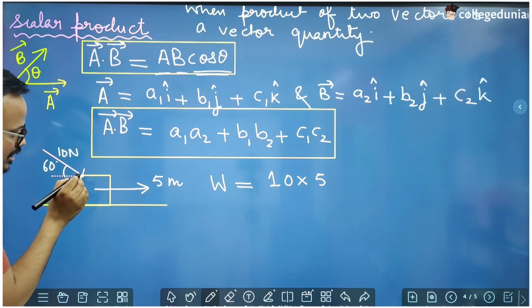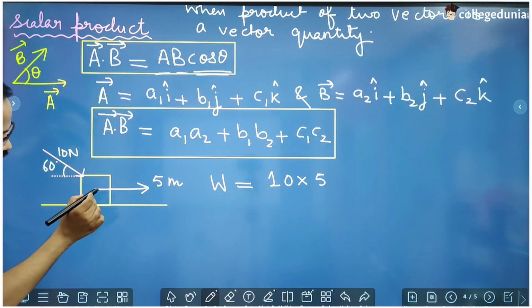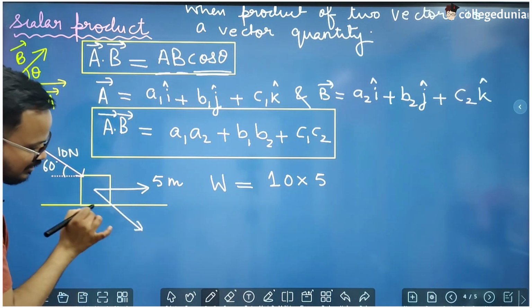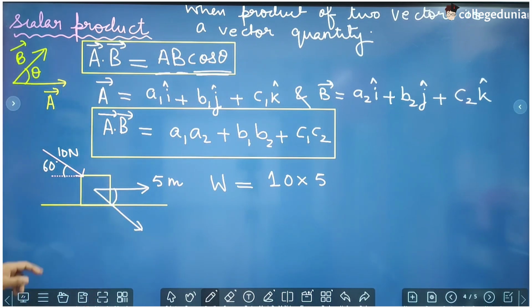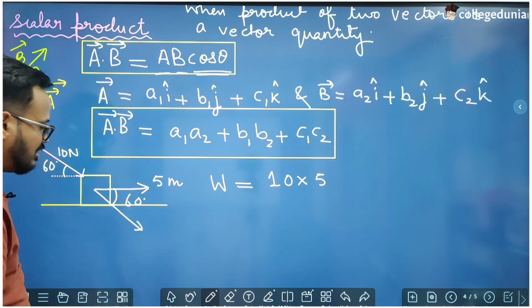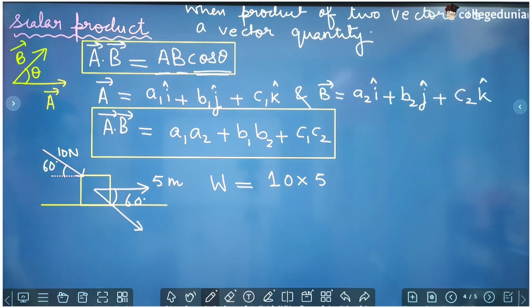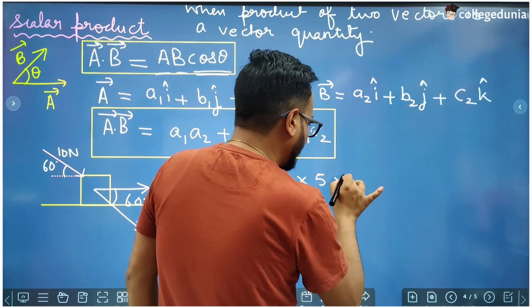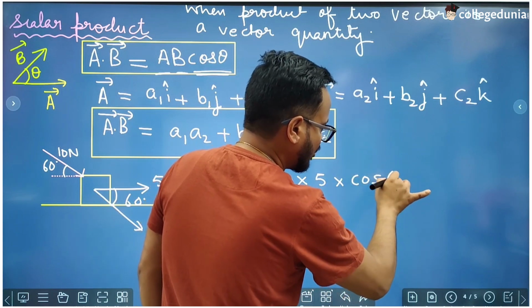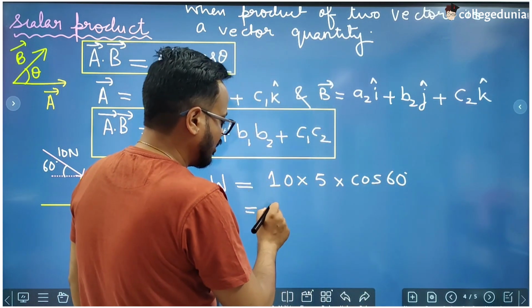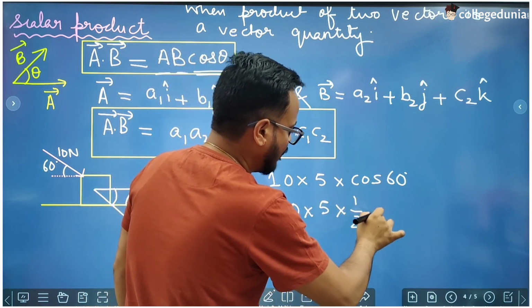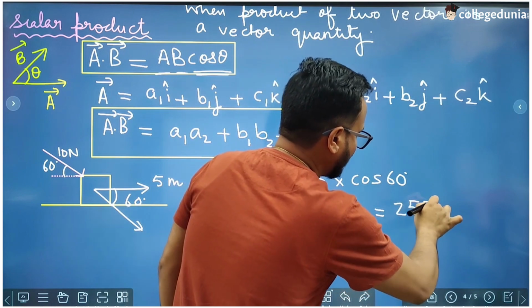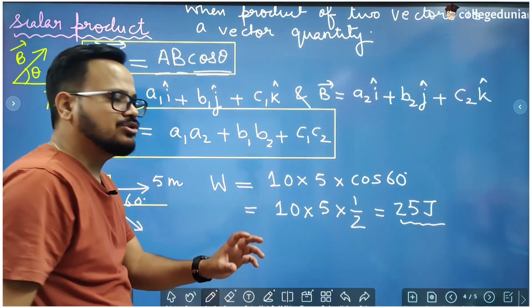So this angle is when you shift this force on the displacement vector, then you are going to see that this is the angle between the force and displacement. And if this angle is 60 degree, then this angle must be 60 degree, because both these are same angles, or we can say these are vertically opposite angles, right? So 10 into 5 into cos 60 degree, so 10 into 5 into 1 by 2, so it is 25 joule. So work done is 25 joule.